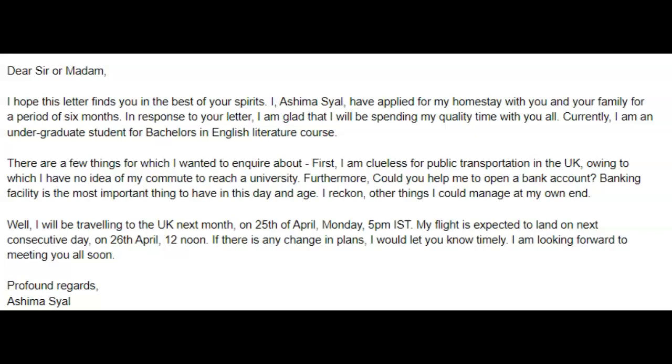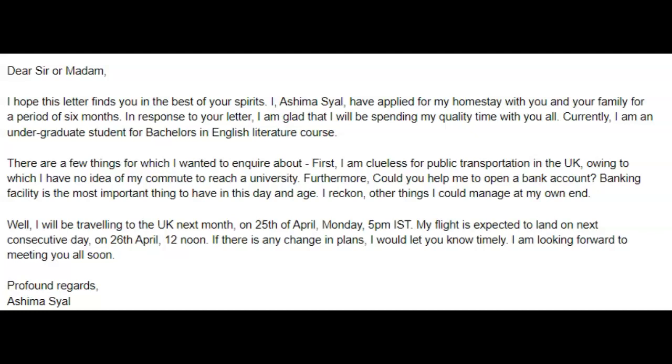Dear Sir or Madam, I hope this letter finds you in the best of your spirits. I, Ashima Sayal, have applied for my homestay with you and your family for a period of 6 months. In response to your letter, I am glad that I will be spending my quality time with you all. Currently, I am an undergraduate student for bachelor's in English literature course.